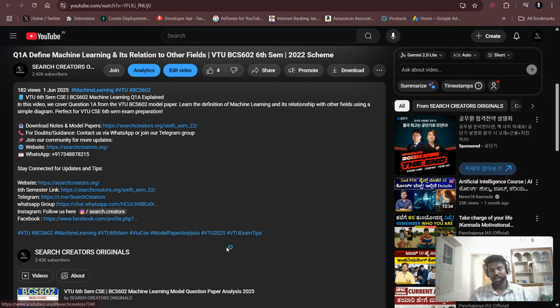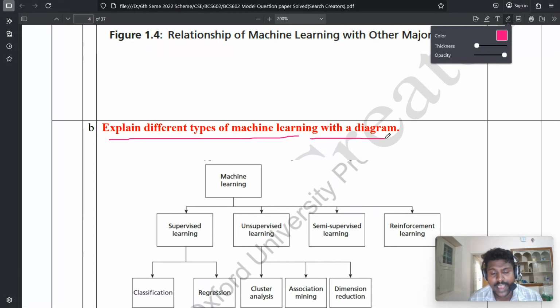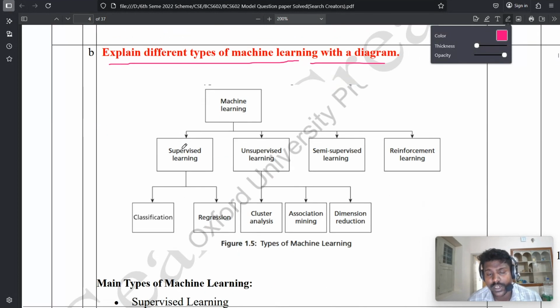Okay, so now we're going to discuss 1B. The question is: explain different types of machine learning with a neat diagram. So VTU asked to explain different types of machine learning with neat diagrams, meaning what types of machine learning are there. Explain in detail. The diagram is like this. You need to write like this only.